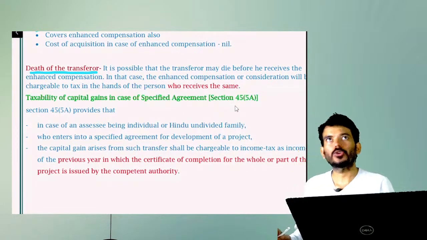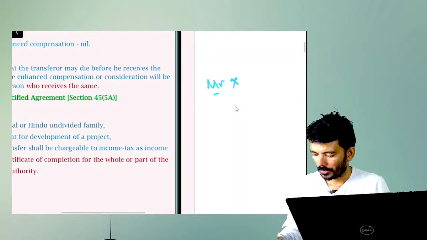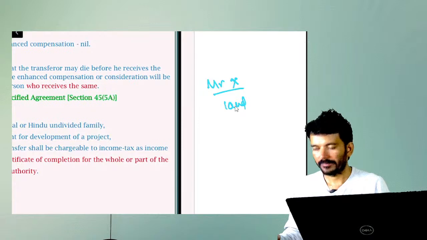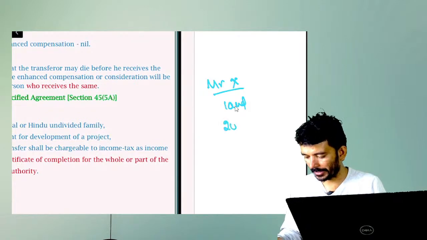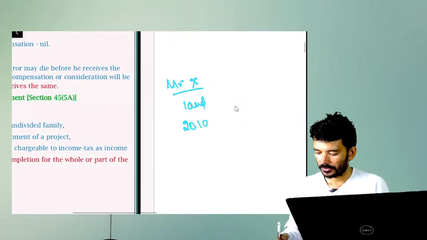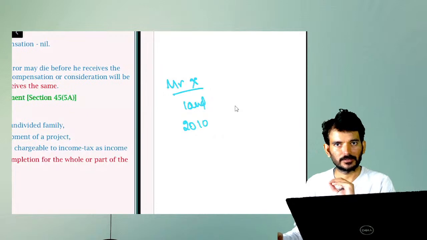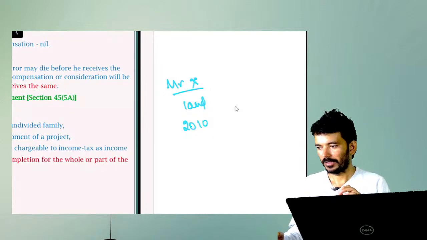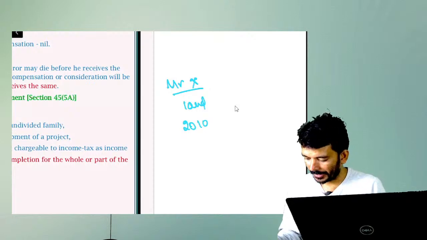Death of the transferor. It so happens, I'll give you one example. There is Mr. X who had a land which was compulsorily acquired by the government. Take the example of 2010. So it is compulsorily acquired by the government. So you know that it is a transfer. I have repeated this many number of times. So it's a transfer.